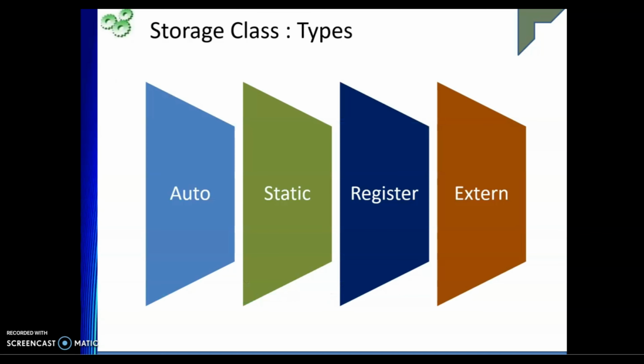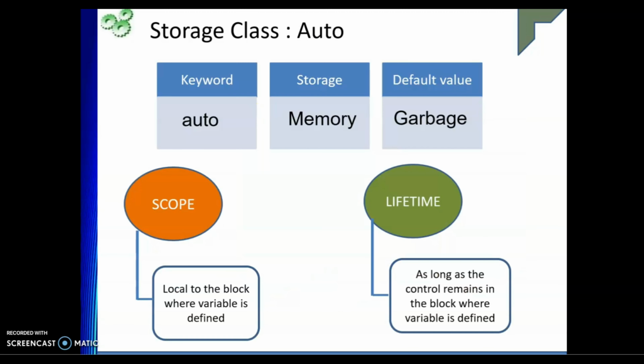Storage class types: we have four types. One is auto, the second is static, the third is register, and the fourth is extern. So let us see them one by one. First, auto. The keyword is auto. Typically, every variable you define is auto. Whether you write the keyword or not, it is taken as auto by default. The storage type is memory, and the default value of auto is a garbage value.